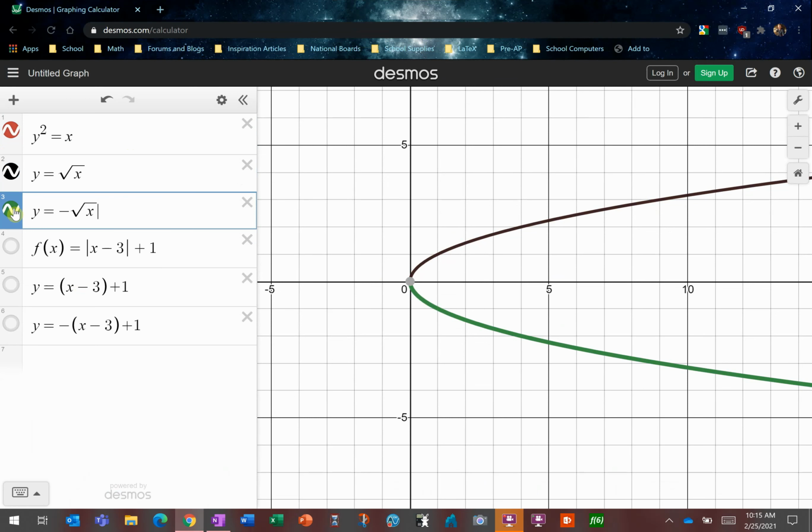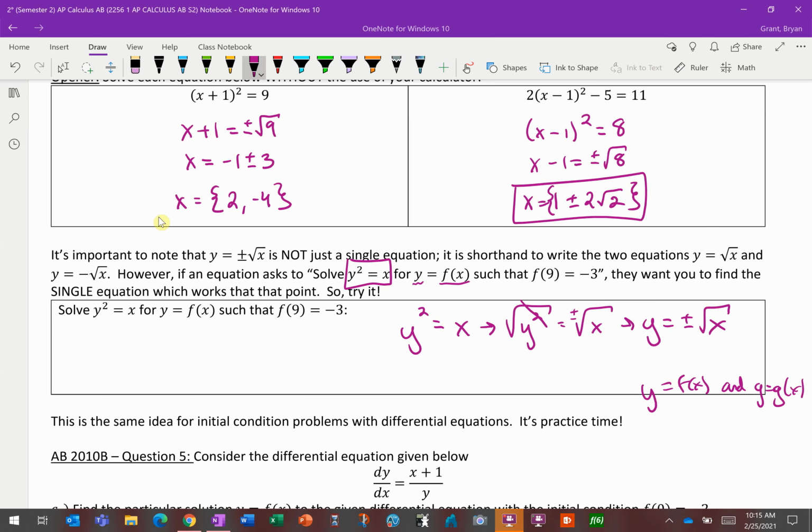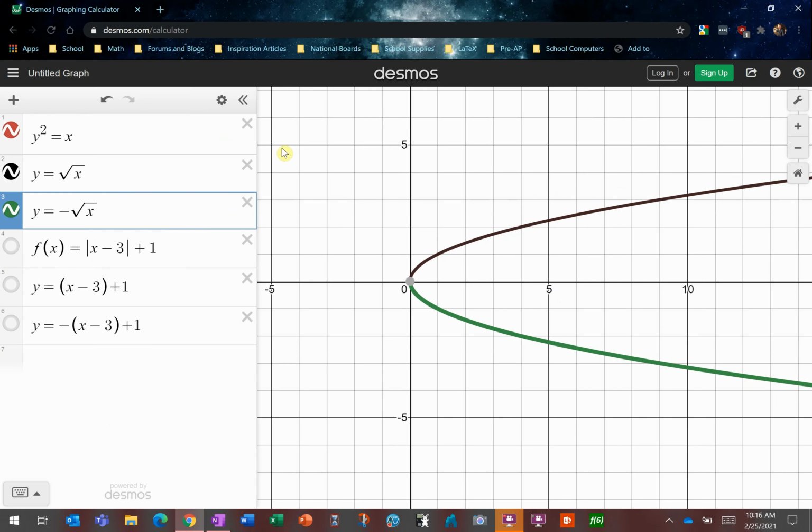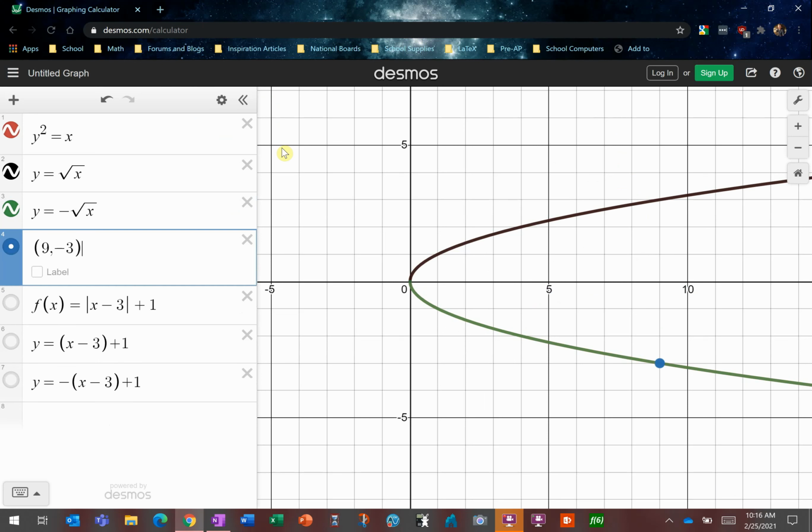And so when we put those two together, they make the red graph, but we need both of them. However, if you are asked to solve for y equals f of x such that f of 9 equals negative 3, then we do have the ability to write only one equation. F of 9 equals negative 3. I think that's the point, 9 comma negative 3, right?